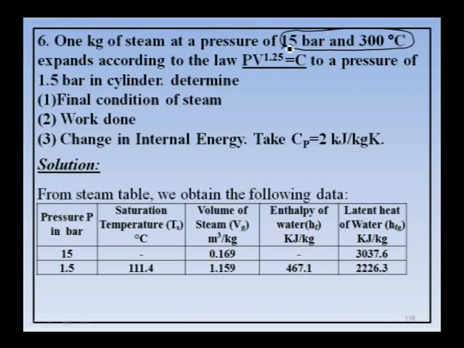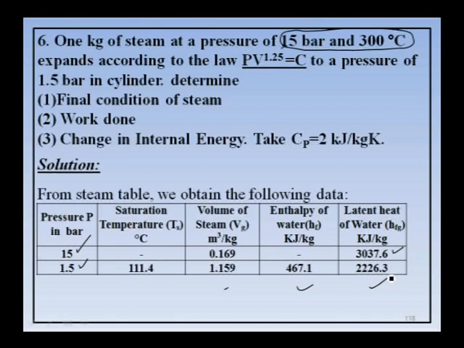So two pressures are given. In that, initial condition we know, that is superheated, and final condition is not known, the pressure is known. Therefore, from the steam table you take values for initial pressure and final pressure. For 15 bar we have taken v_g value, h_f value I have not taken, directly h_fg value I have taken. Next, final condition is 1.5 bar, I have taken T_sat value, v_g value, h_f value and h_fg value.